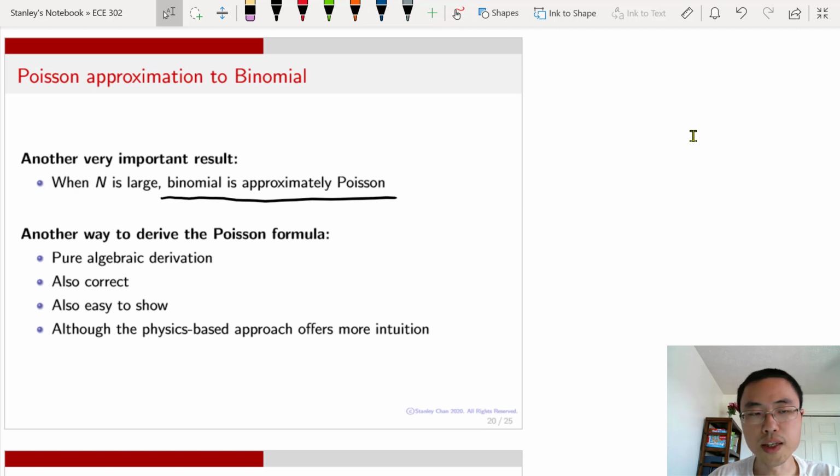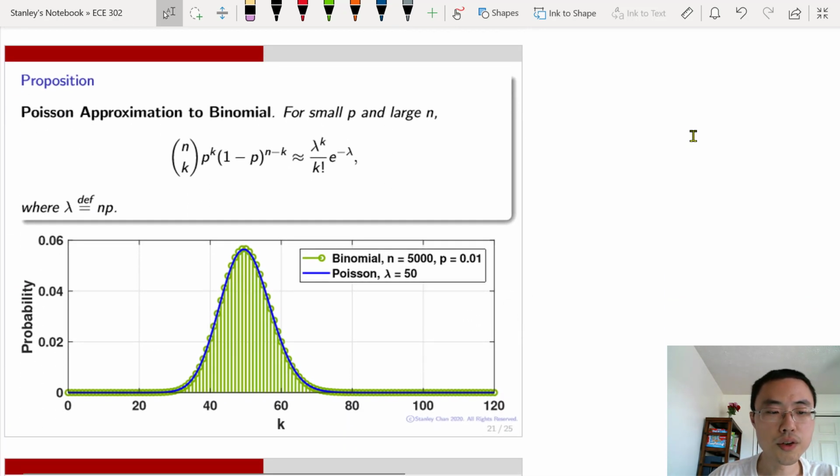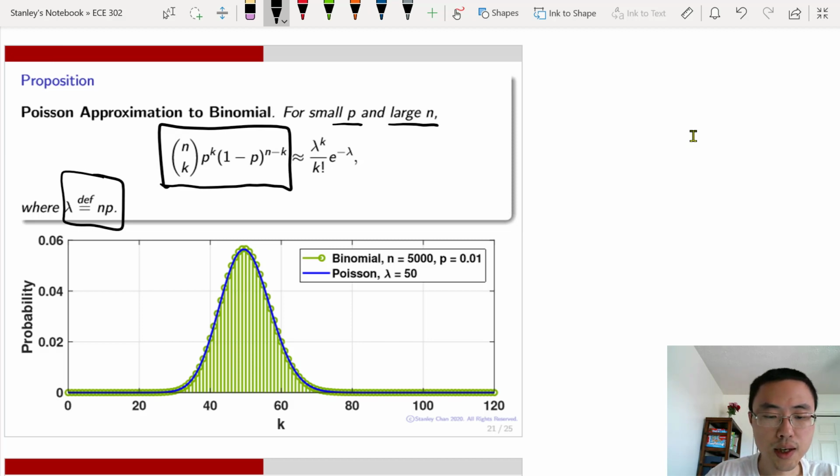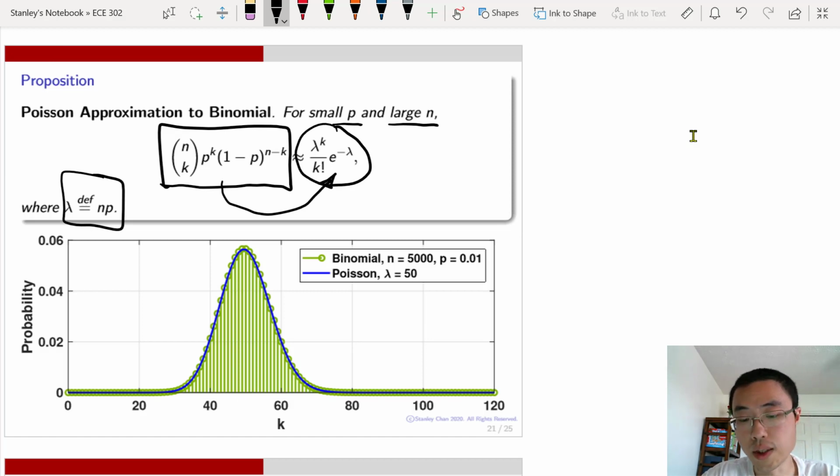The thing that I'm going to describe is more of a mathematical approximation, which is useful when you are looking at binomial random variables and you want to find approximations. So here's the proposition. If you start with the binomial random variable, and remember that this is the binomial probability mass function, if you set this p to be small, and if you grow this n, and if you define lambda equals n times p, then this binomial PMF will eventually be well approximated by the PMF of the Poisson distribution.